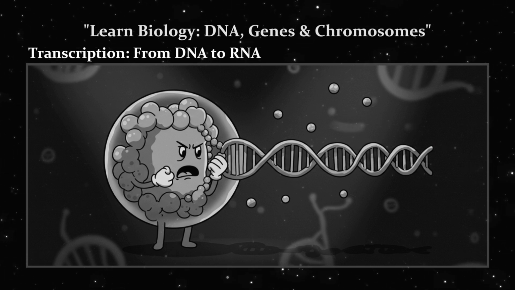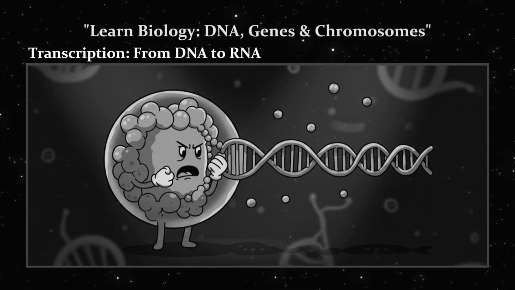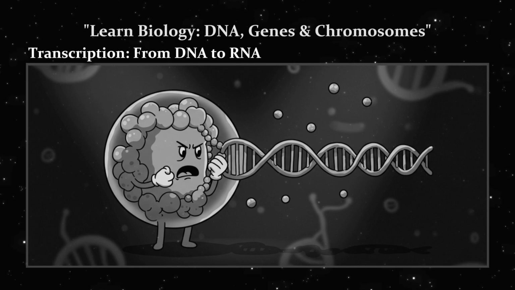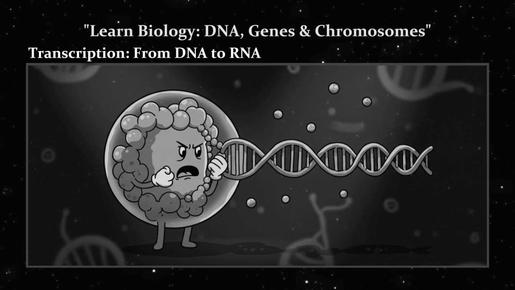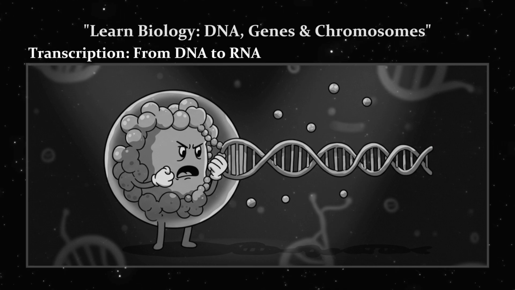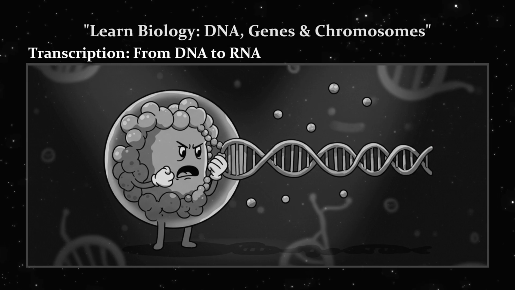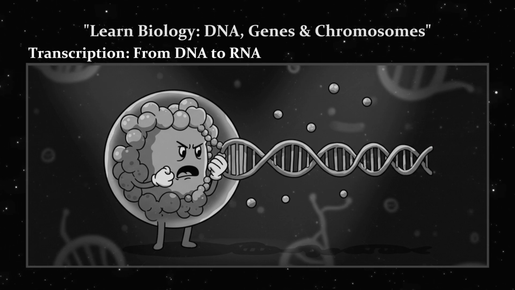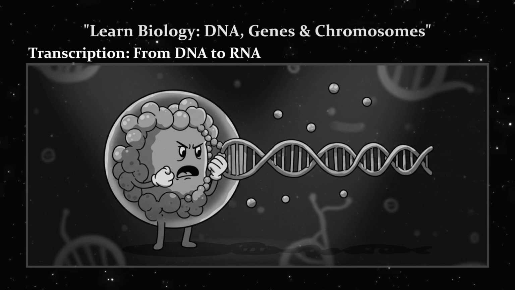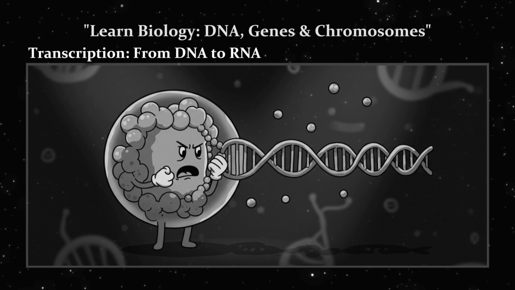This process is also a critical target for medicine. Many of our most effective antibiotics work by specifically attacking this process. For example, the antibiotic rifampicin works by binding to and jamming the bacterial RNA polymerase. It has no effect on our human RNA polymerase, but it completely stops the bacterium from transcribing its genes, thus preventing it from making the proteins it needs to survive.